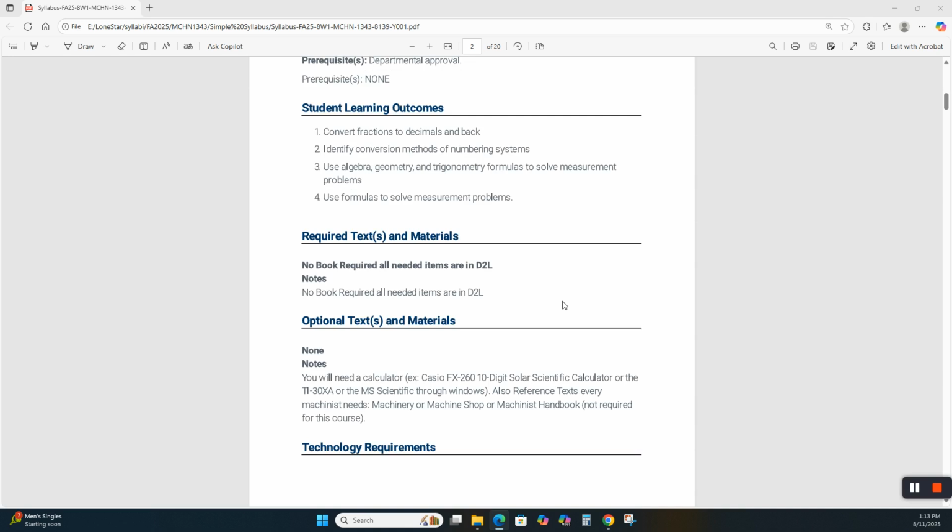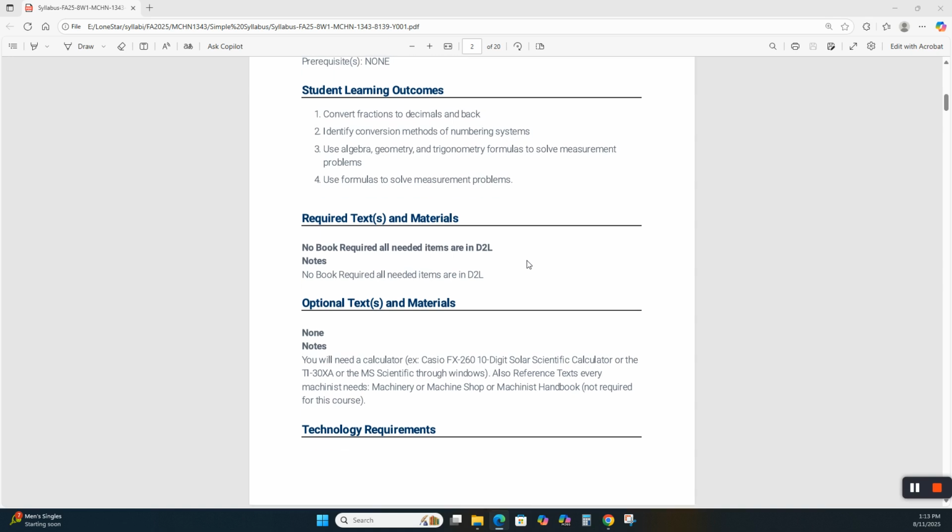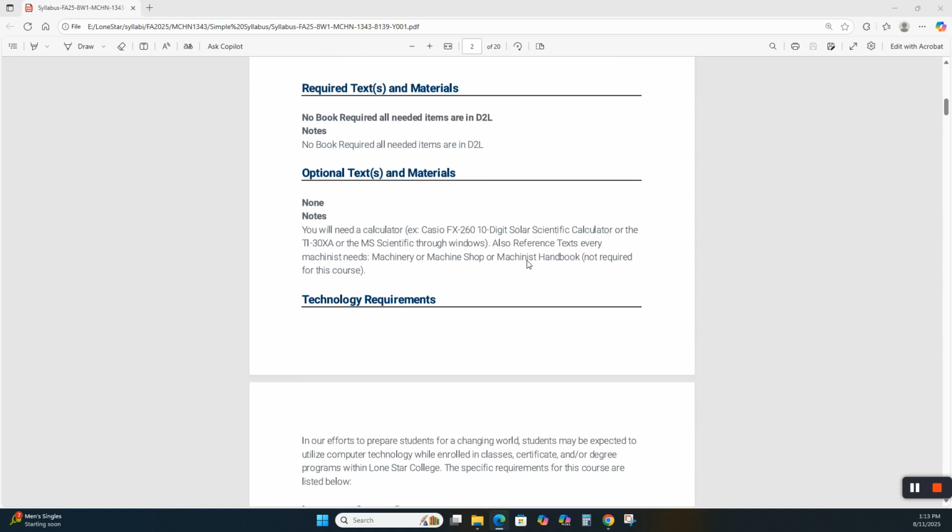There is no book required for this course. Everything you need is in D2L. Optional text and materials. This is the new format for the syllabus. It's called Simple Syllabus. It's not that simple, but it's Lone Star. What can I say? You're going to need a calculator.